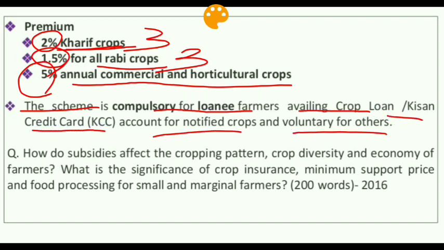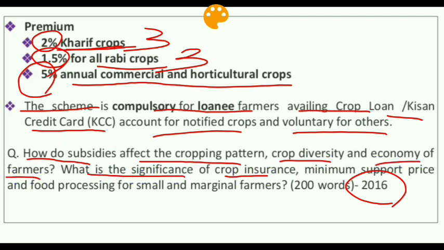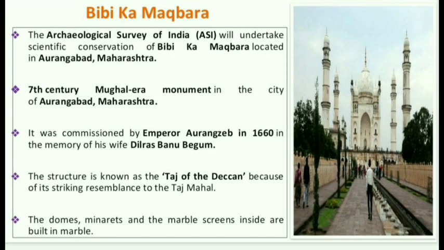A question was asked in Mains 2016: how do subsidies affect the cropping pattern, crop diversity and economy of farmers? What is the significance of crop insurance, minimum support price and food processing for small and marginal farmers? Let's move to the next issue, that is Bibi ka Maqbara.